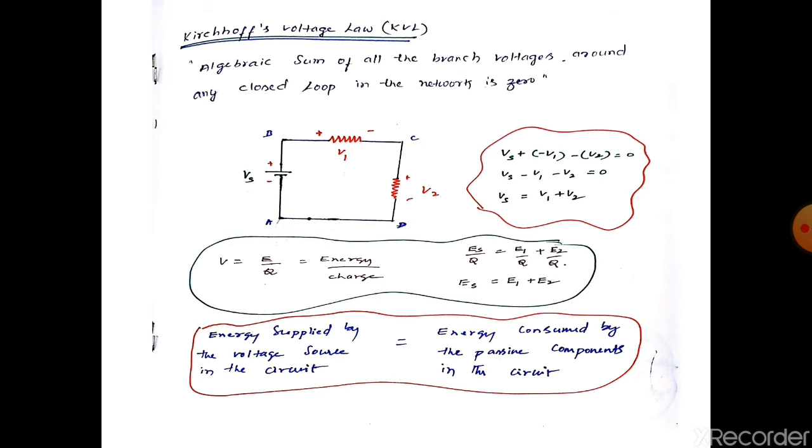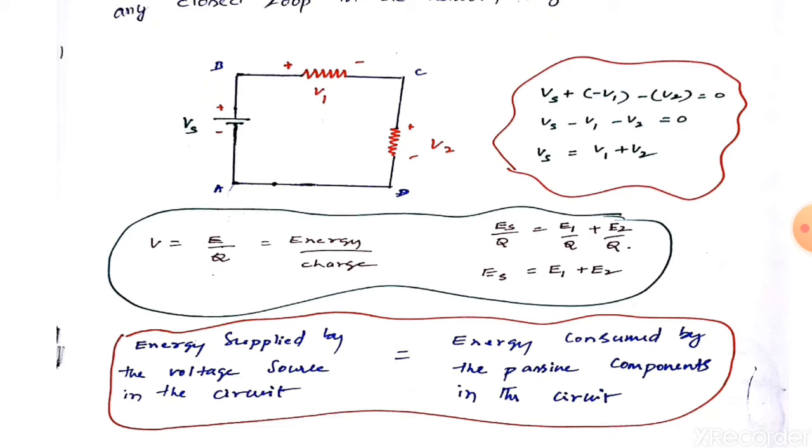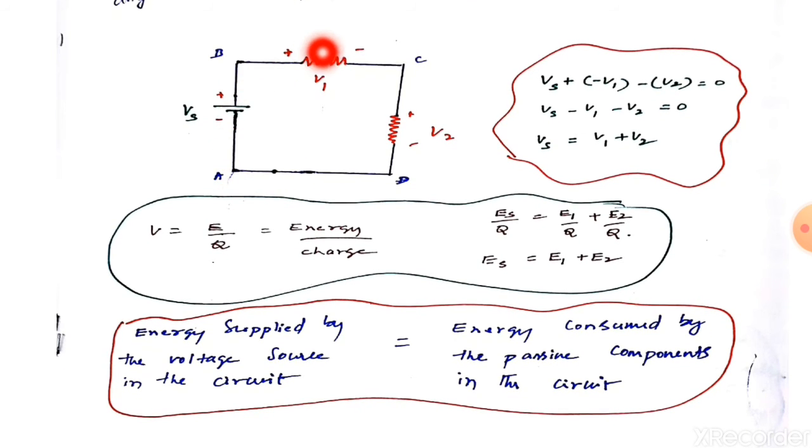The next one is Kirchhoff's voltage law. What does Kirchhoff's voltage law tell? The algebraic sum of all the branch voltages around any closed loop in the network is 0. Now let us consider an electrical network which has only one loop, with the source voltage Vs and two resistances in the BC branch and CD branch. The voltage drop across one resistance is V1, and across the other resistance is V2.